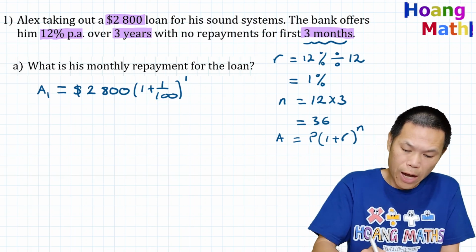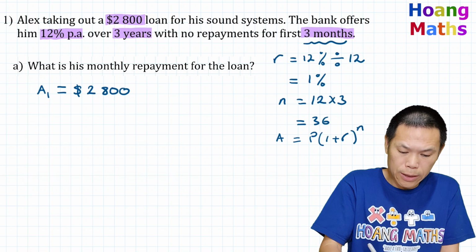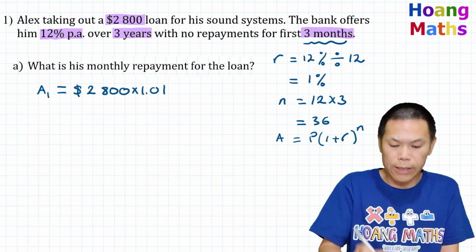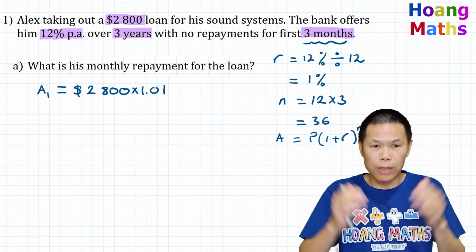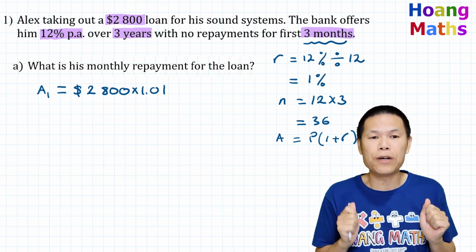But then 1 plus 1 over 100 is 1.01. So we're going to write 1.01 instead. Keep that in mind. And he didn't make any repayment, so that's how much is owed at the end of the first month.